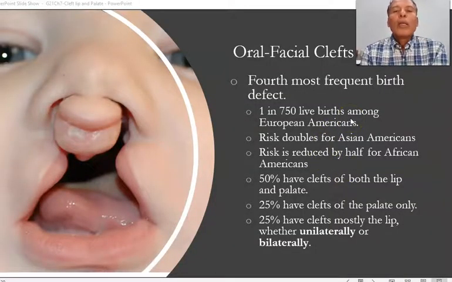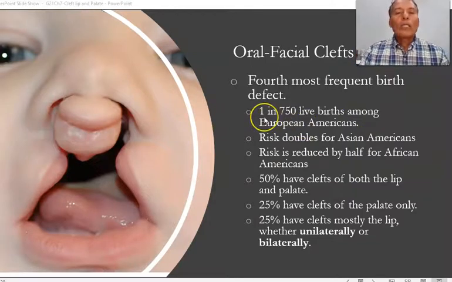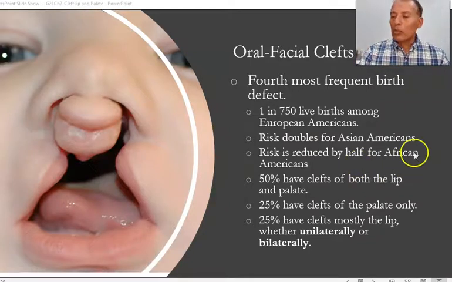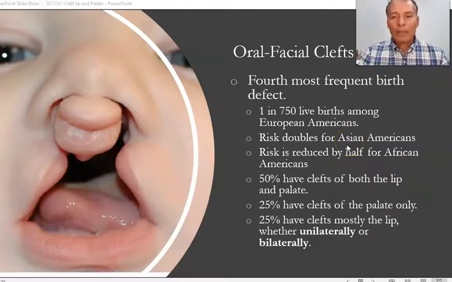So let's look at some information, some data. We know as far as the rate, there's 1 in every 750 individuals born who has one form or another of cleft lip or palate. The risk is double for individuals of Asian descent, Asian American descent. And the risk is reduced by half for African Americans. So it's much less for African Americans for some reason. We do not know these reasons.